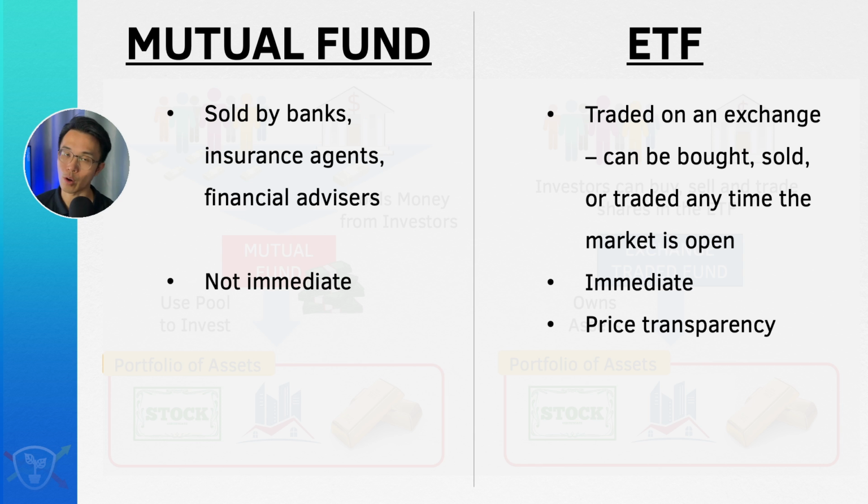Another advantage of exchange traded funds is that you can see the price of the ETF immediately, whereas the price of mutual funds are only set at the end of every market day. So when it comes to ETFs, the price you see is what you get. It's a lot more transparent that way.